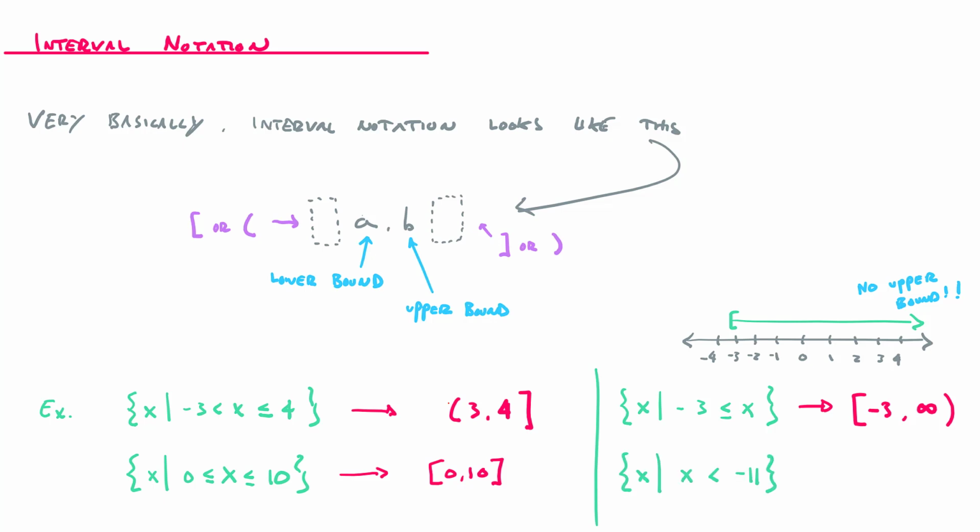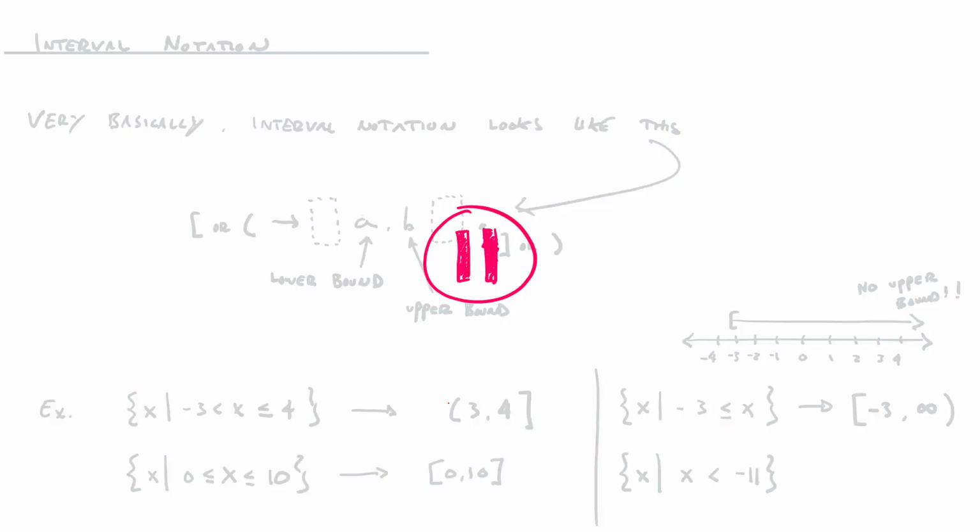Okay, here's another one. This one has no lower bound. Take a second, see if you could do that one. x less than -11. How would we write that as an interval? It's got an upper bound. It can't be equal to the upper bound. But then what should we put as its lower bound?